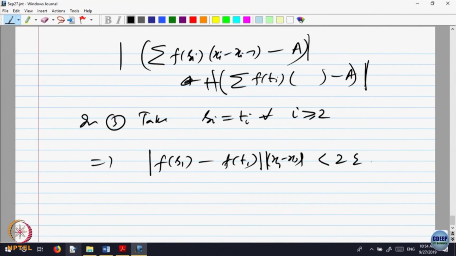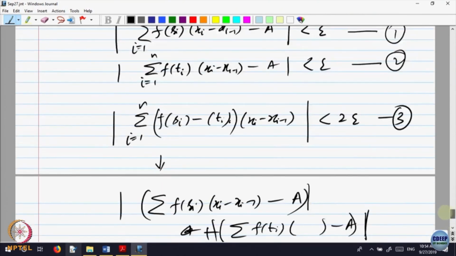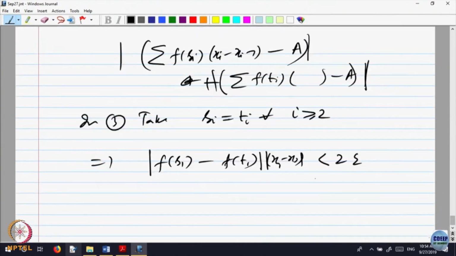Is that okay? In equation 3, I am putting S2 equal to T2, S3 equal to T3, and so on. All remaining terms will be 0 except the first one. So the first one will be f of S1 minus f of T1 into the length, that is x1 minus x0. Okay. So that is the case.